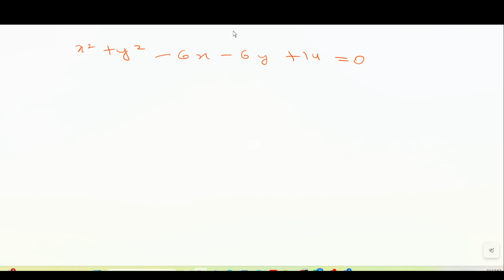So x squared minus 6x, actually no, x squared minus 6x plus y squared minus 6y plus 14 equals 0, so that is equal to negative 14. Okay, if you take it to the other side, that will be better.